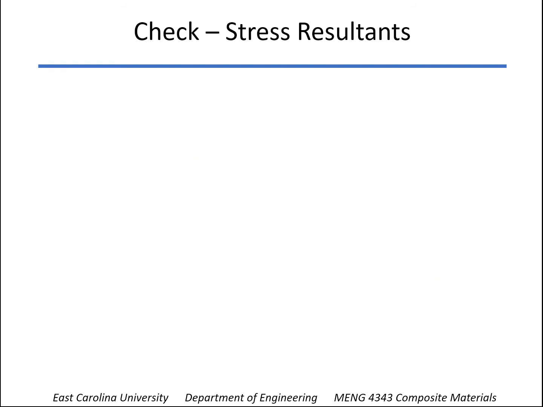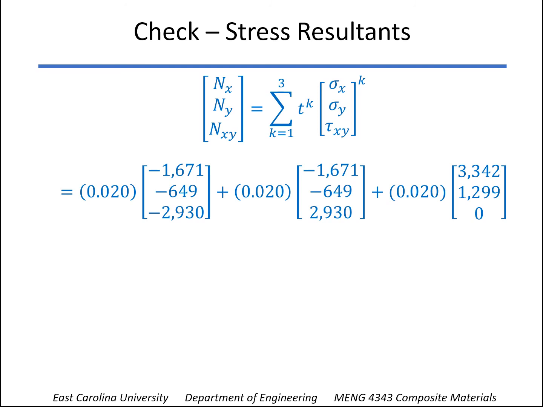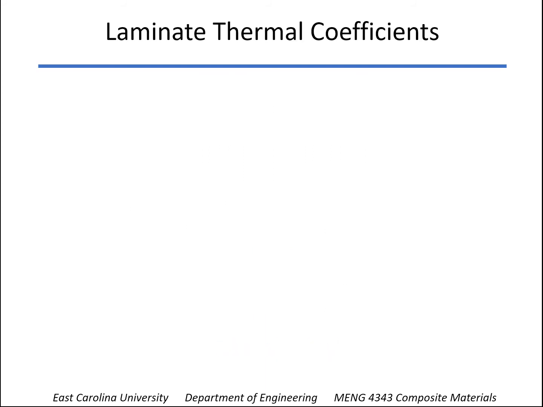And if we remember that the definition of the stress resultants, mechanical stress resultants, is to take the stresses for each layer, multiply by the thickness, and sum those up. If we do that, then we find out that n sub x, n sub y, and n sub xy are indeed 0. Remember, there were no applied loads, only a temperature change, and so n of x, n of y, and n xy are all equal to 0.